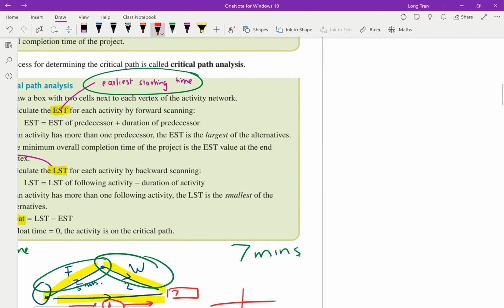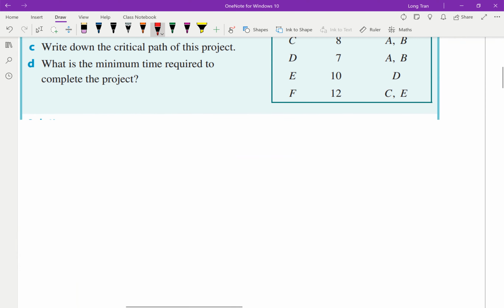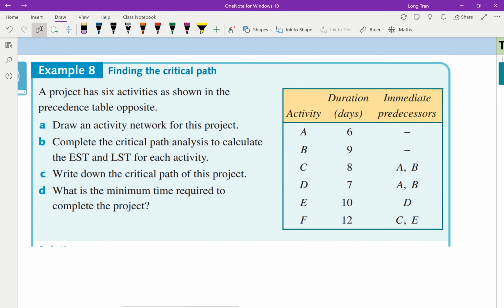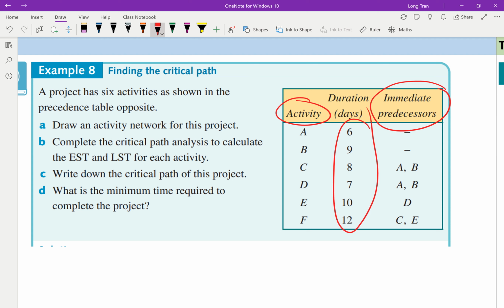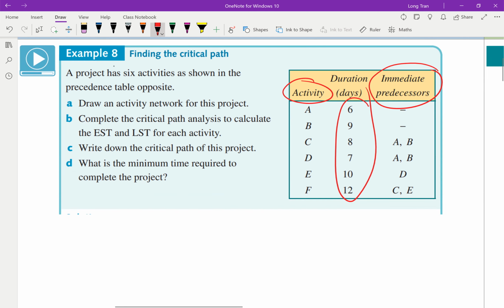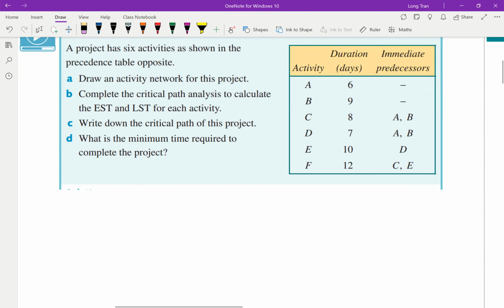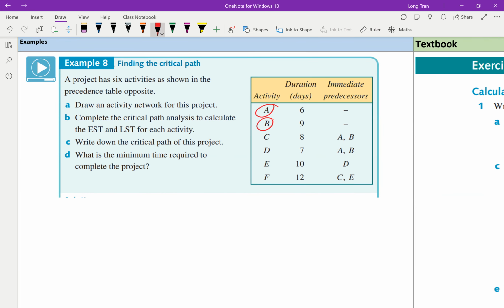So if we move into what we're doing today, what you see here is a precedence table. Example 8: you've got a precedence table, same thing as what you did before, with activity and predecessors. Your aim is to draw this network with the weights. That's the first skill. Let's try this together. We should have 6 edges in total. Let's draw them out.